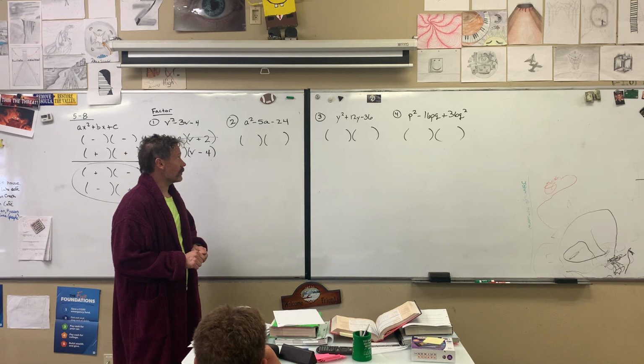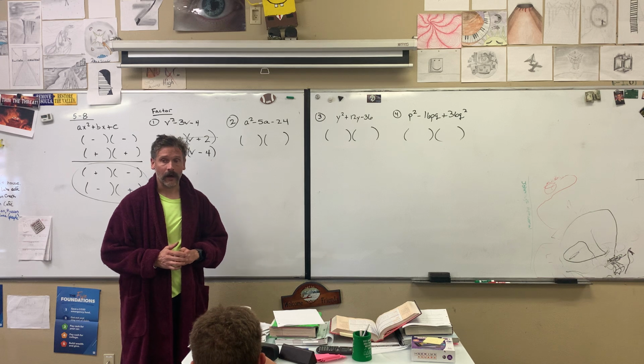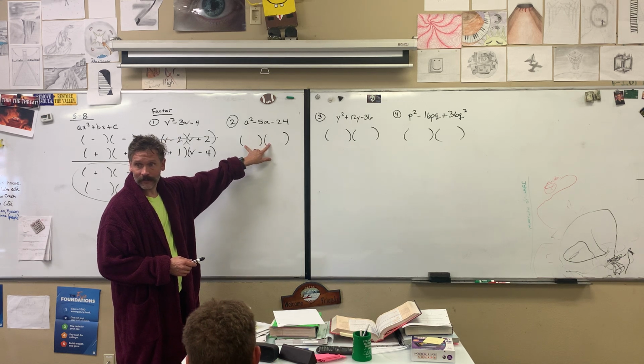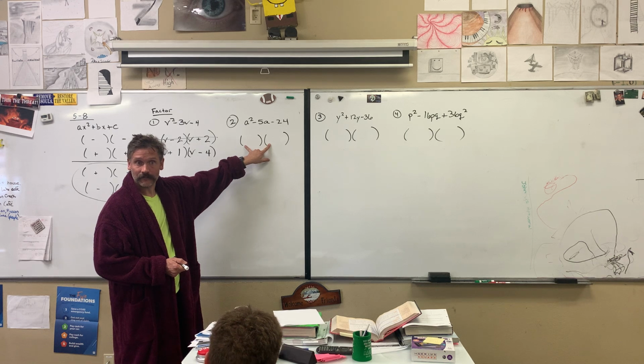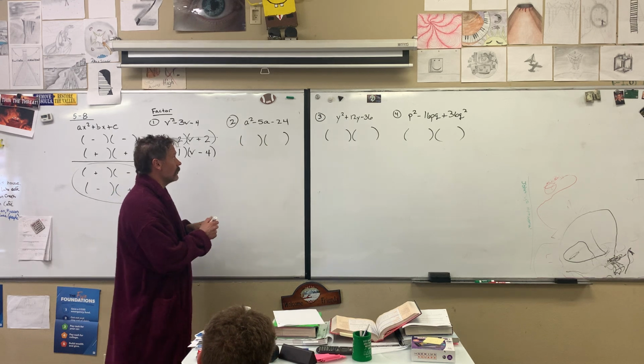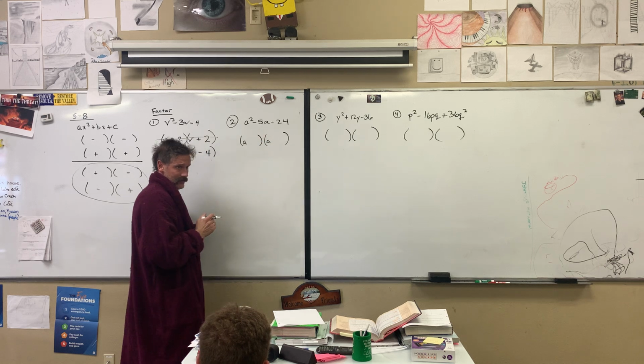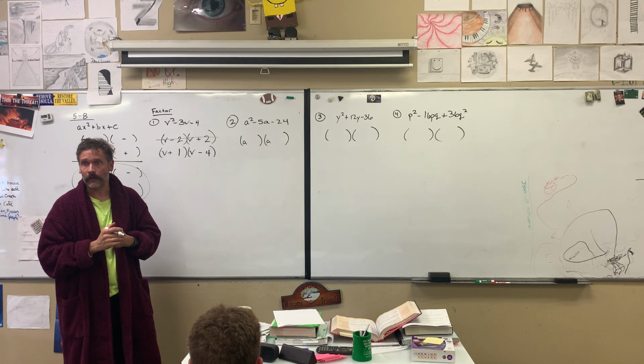Okay, let's go over number 2 together. What do we end up with, our variable and our variable in the front? A, right? A times A squared. So usually, hopefully, all of us can at least do that, right? A times A will give us A squared.